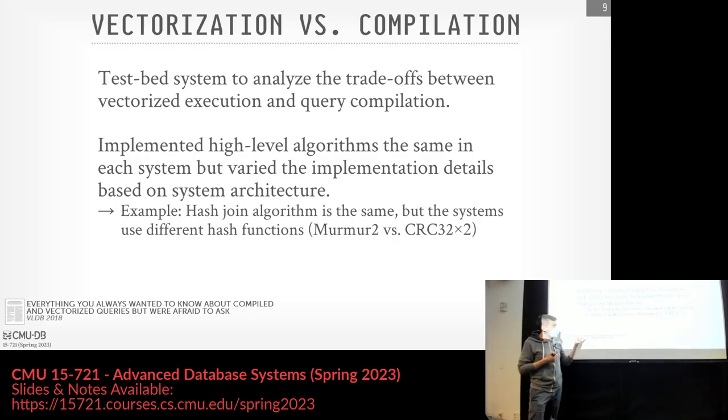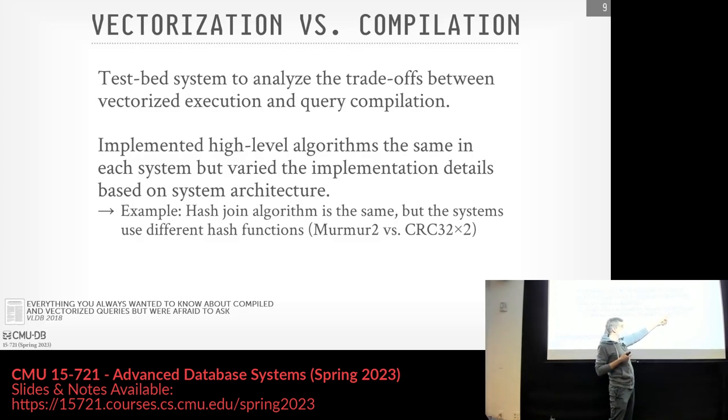The example would be how they do hash joins. The hash table implementation is going to be exactly the same for both systems, linear probing. And then the hash join algorithm will be essentially the same. The difference, though, is going to be the hash function. In the case of Vectorwise, they're going to want to use murmur2 because that can be vectorized, even though it's going to use more instructions than CRC32, I think double the number of instructions.